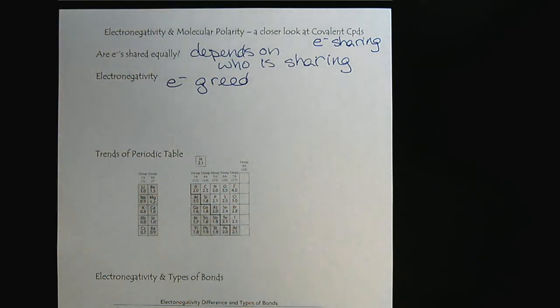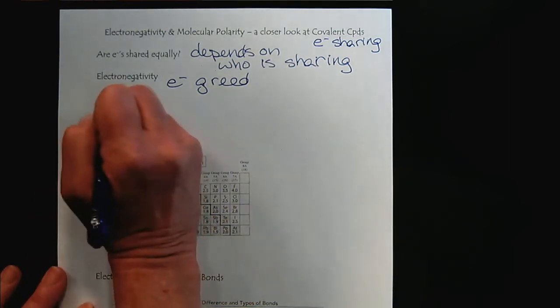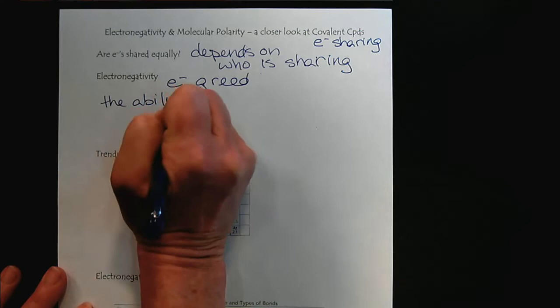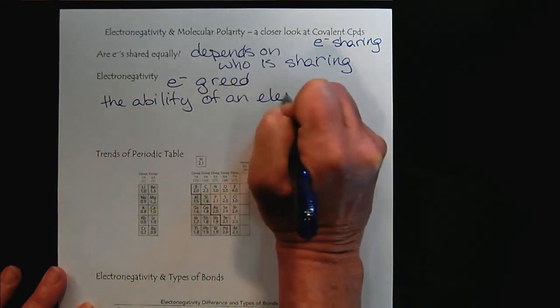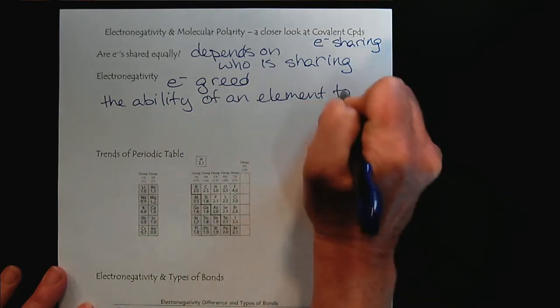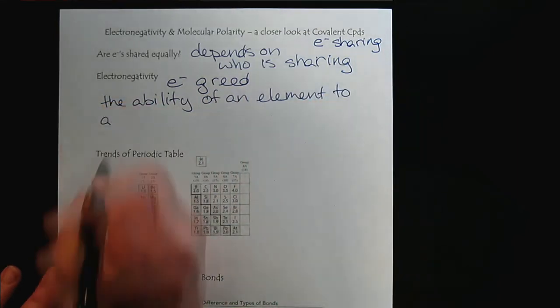If you look in your textbook, they will define electronegativity as the ability of an element to attract shared electrons to itself.